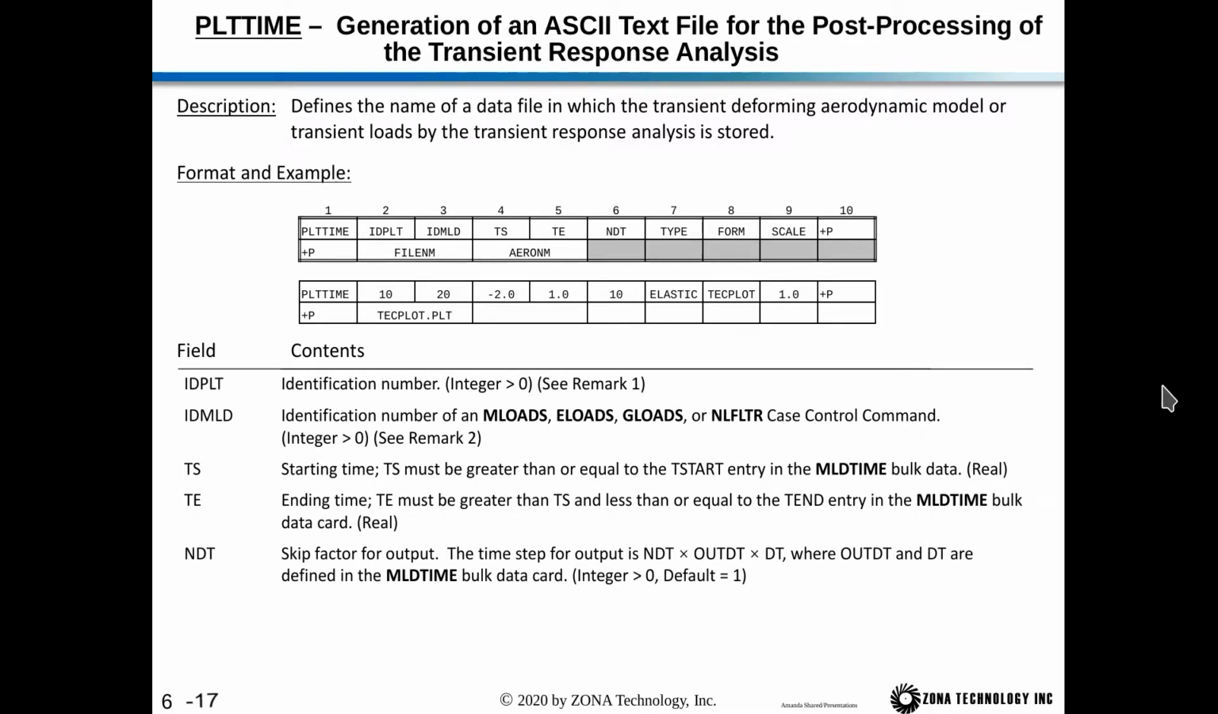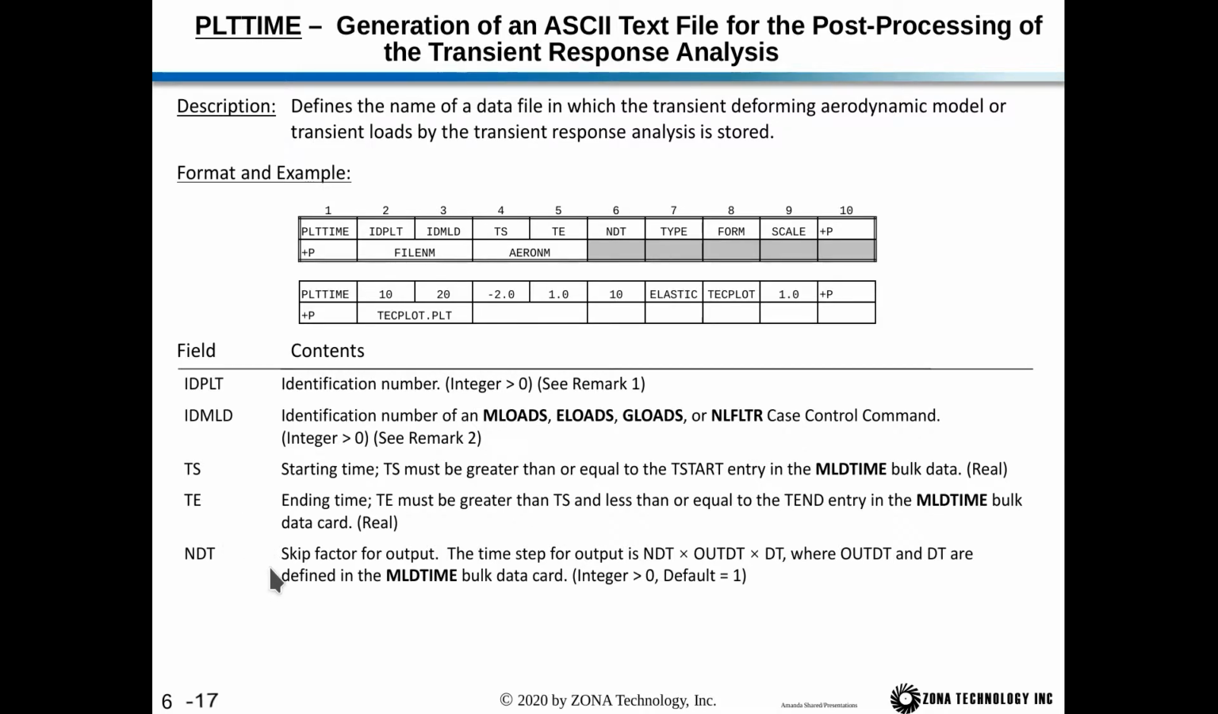Next is the plot time card, which allows you to generate an ASCII file for the post-processing of transient response analysis. So ID plot is the identification number. ID MLD is the identification number of the MLoads, ELoads, GLoads are nonlinear flutter, so in our case this would refer to the GLoads card. TS is the starting time for plotting, and TE is the ending time, and then NDT is a skip factor.